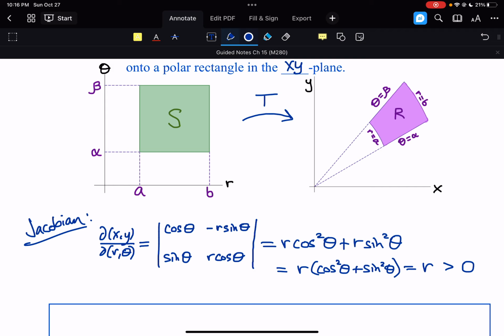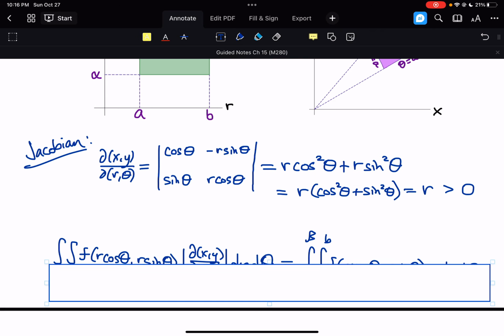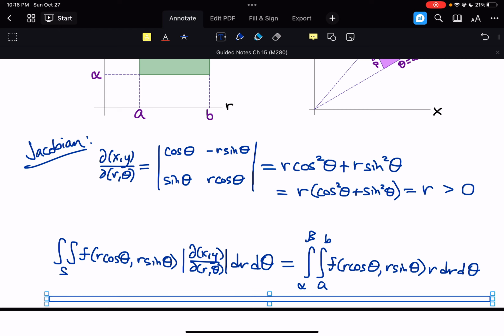So when it comes to setting up the double integral in polar coordinates, everything gets converted to r and theta times the absolute value of the Jacobian. The absolute value of this Jacobian is just r, so we get r dr d theta.